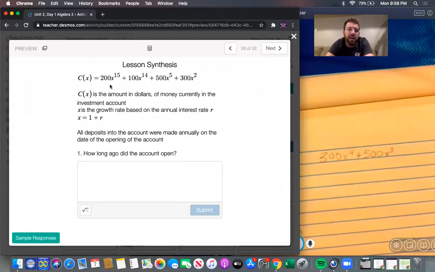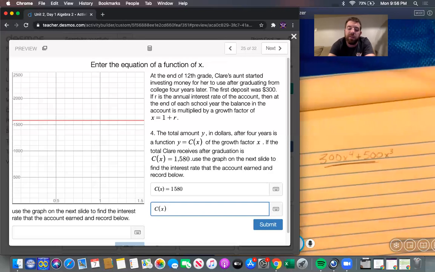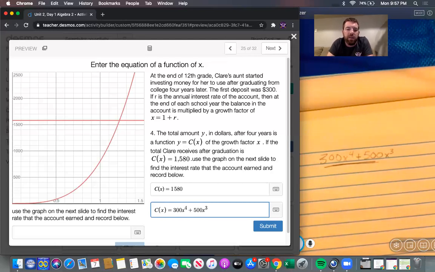Here's the next slide. What we're going to say is, we want this to be 1580. So we have this whole c of x, and we're going to use this equation right here: 300x to the 4th plus 500x cubed, and I forgot to put an equal sign here. And so there is our account.